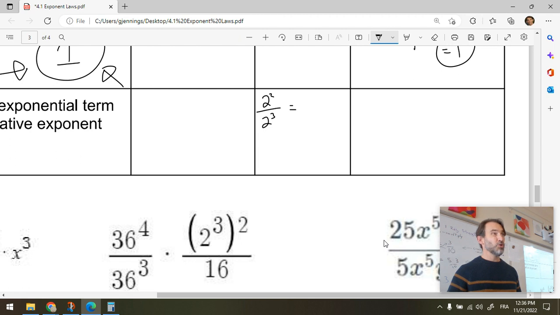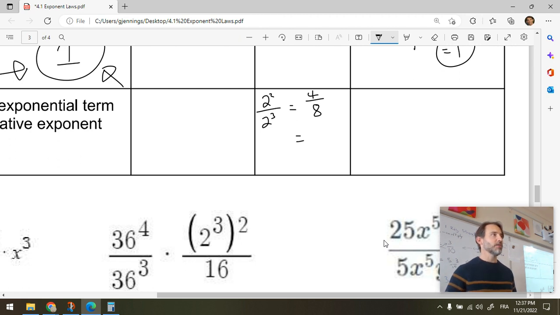2 to the 2? 2 squared? 4. What's 2 to the 3? No. 3 to the 2 is 9. 2 to the 3 is 8. Good. So that's a little factoid that you can remember. 4 over 8 is what?